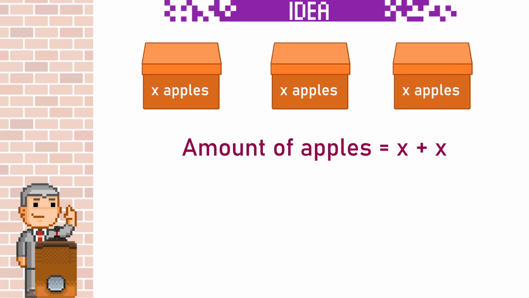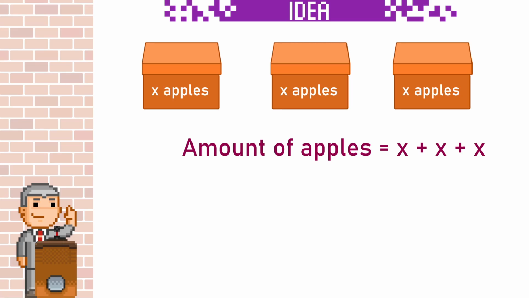Let's add a third box with the same number of apples. We now have a total of X plus X plus X apples. This is getting tiring to say. If we knew there were, say, 10 apples in each box, would you calculate the total number of apples by doing 10 plus 10 plus 10? Maybe you would find it quicker to multiply the 10 by 3.